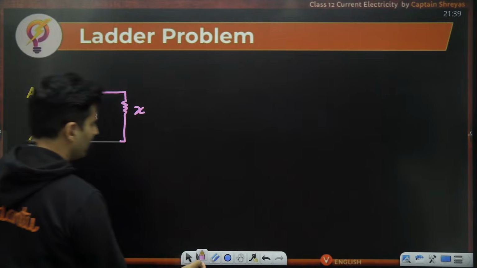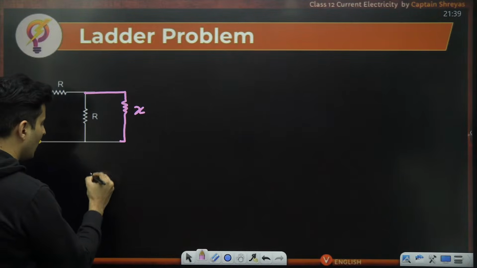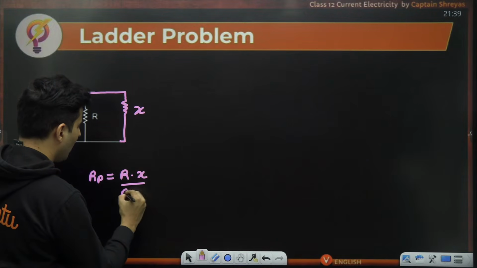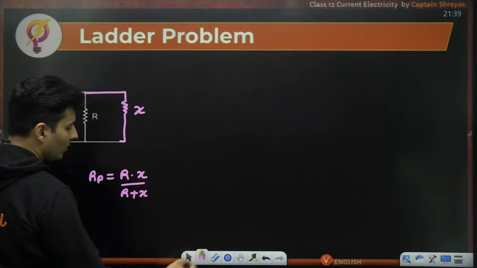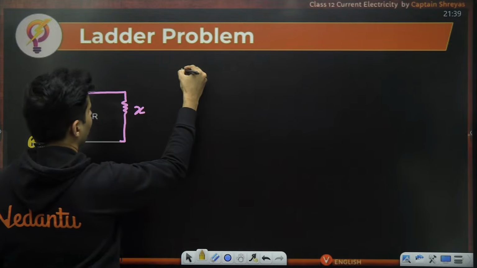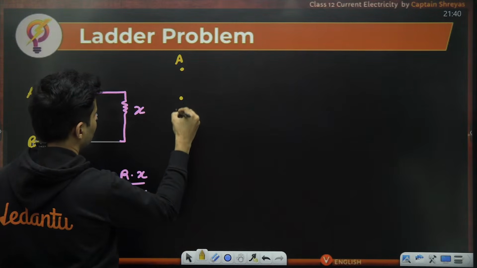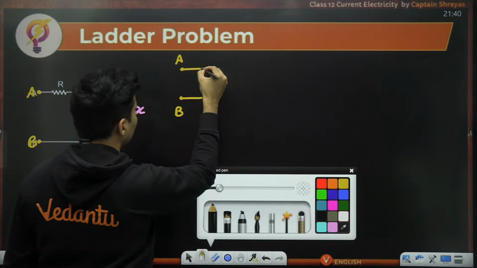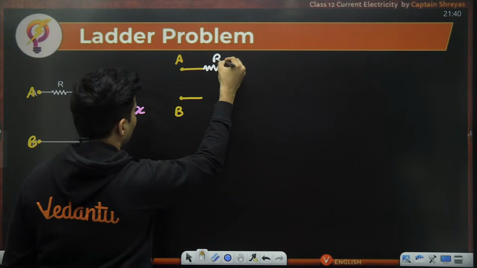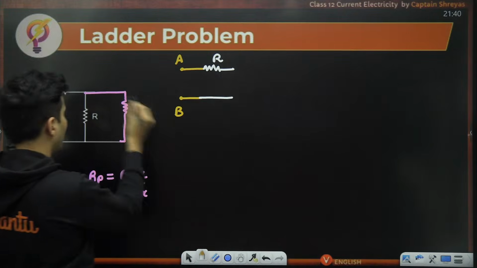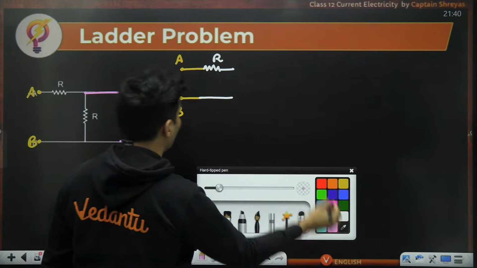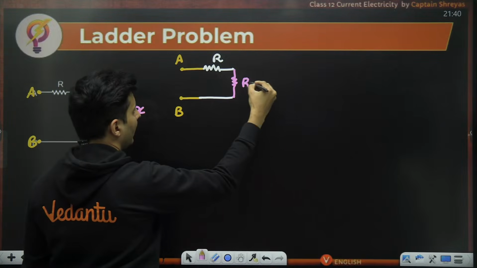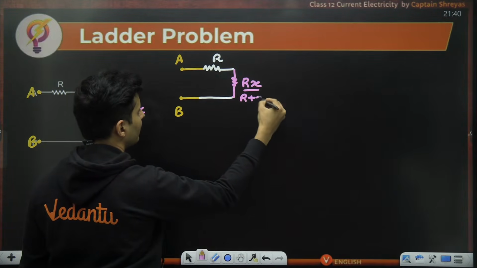R and X are in parallel. So, Rp will be R1R2 divided by R1 plus R2. So now what will happen is, this is your point A, this is your point B. You have this particular resistor which is R, and their combination was Rp. So that's it. This was Rx by R plus X.